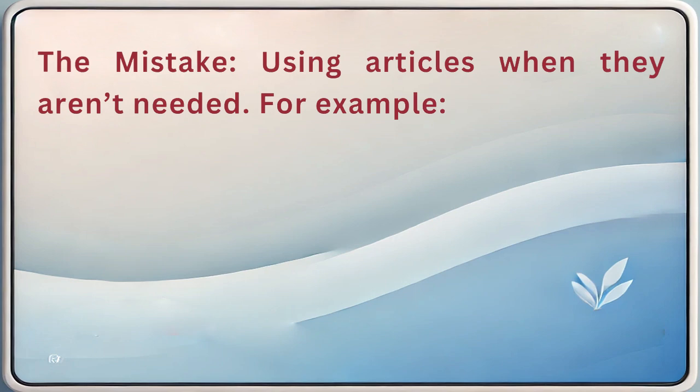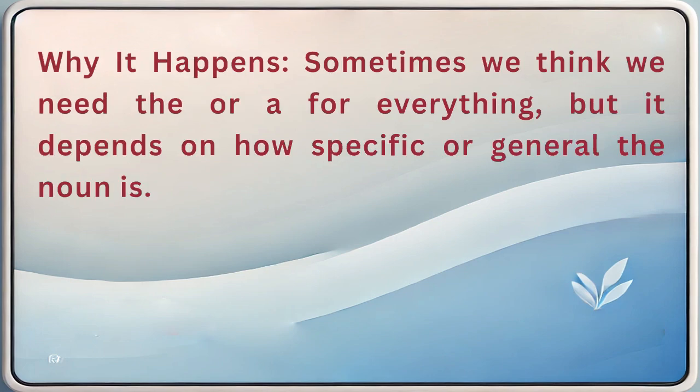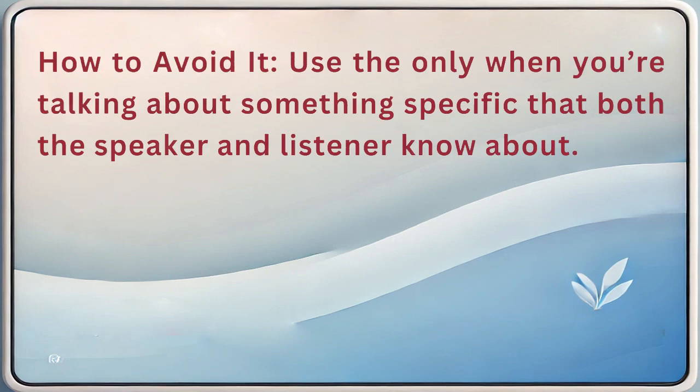For example, incorrect: she is the teacher of English. Correct: she is an English teacher. Why it happens. Sometimes we think we need the or a for everything, but it depends on how specific or general the noun is. How to avoid it. Use the only when you're talking about something specific that both the speaker and listener know about.